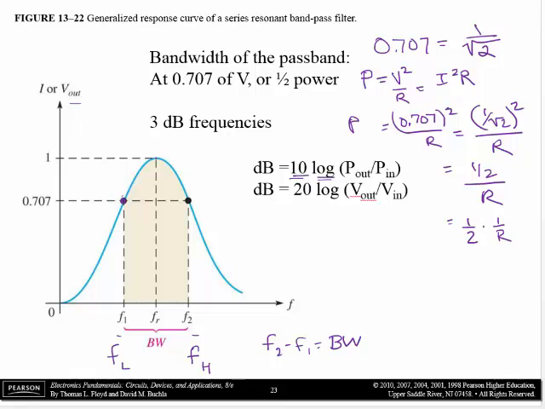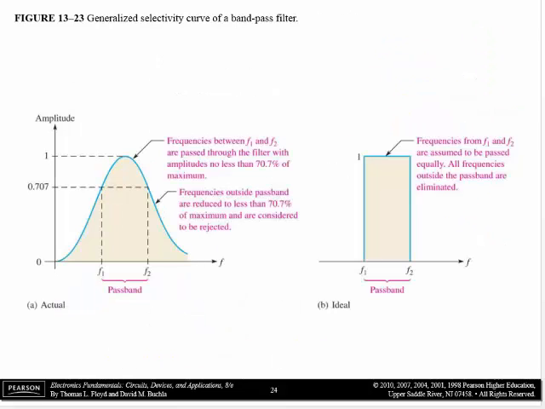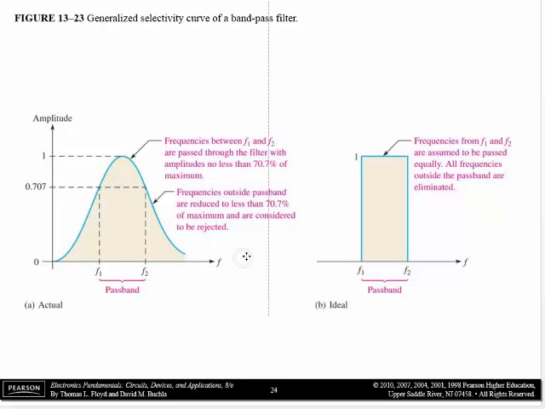So those are what dBs do, and I think we need to have an example here. We'll have an example in a moment. So frequencies at the resonant frequency are passed with amplitudes no less than 70% of the maximum. Frequencies outside the pass band are reduced to less than 70% of the maximum and are called the rejected frequencies. They're not totally rejected, they're just reduced in size. Way out here somewhere they are probably totally rejected.